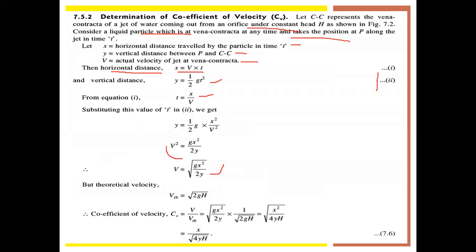But the theoretical velocity V theoretical is equal to root 2gh. Coefficient of velocity Cv is equal to V by V theoretical. That is root of g x square by 2y into 1 by root 2gh. That is equal to root of x square by 4yh. Simplifying further, that is x by root of 4yh. Got it? Now, this is the coefficient of velocity Cv.